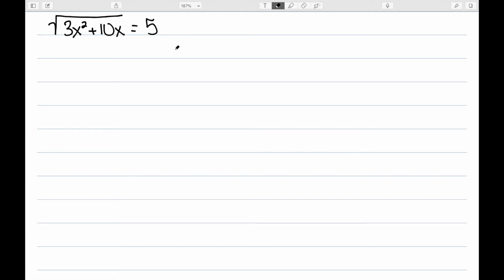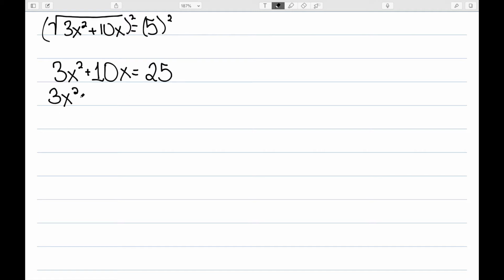Let's do one more. The square root of 3x squared plus 10x equal to 5. We know we need to start by getting the square root alone on one side, but we already have that. So we can go ahead and square both sides of this equation. The square and the square root cancel. I'm left with 3x squared plus 10x. The right-hand side, 5 squared, is 25. We can subtract 25 over to get 3x squared plus 10x minus 25 equal to 0.